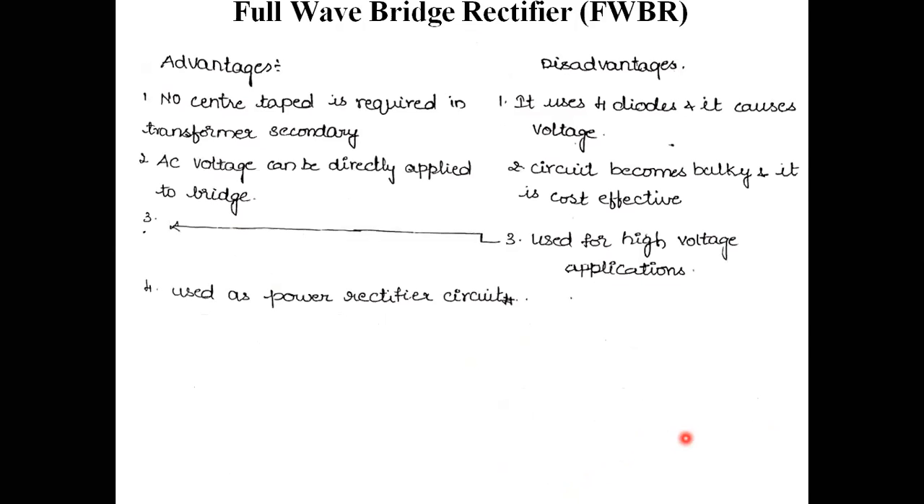No center tap is required in the transformer secondary. That is the first advantage. And the second one is that AC voltage can be applied directly to the bridge circuit. And the third one is that it is used for high voltage applications.